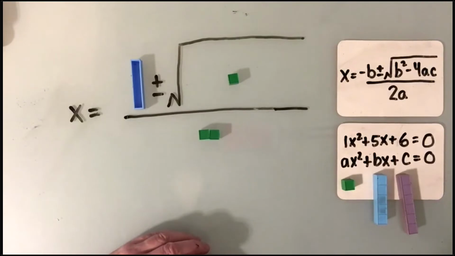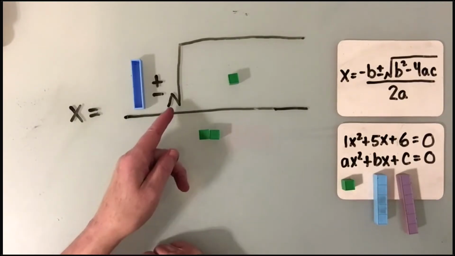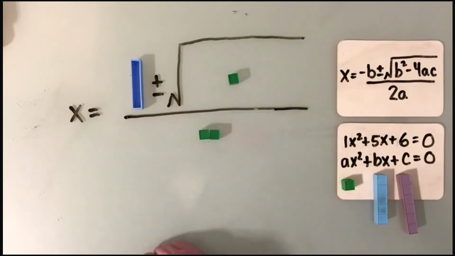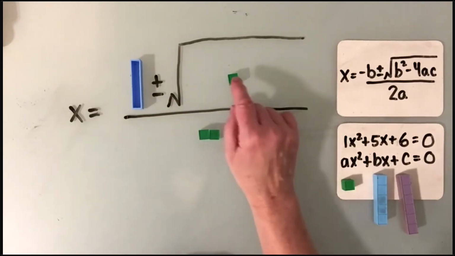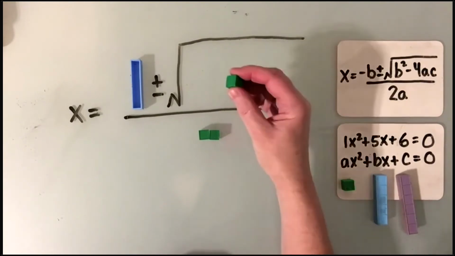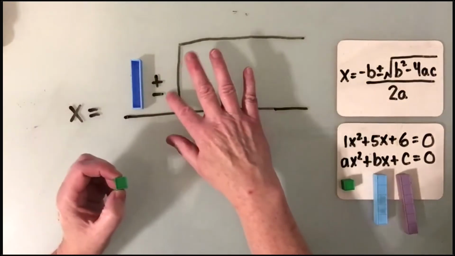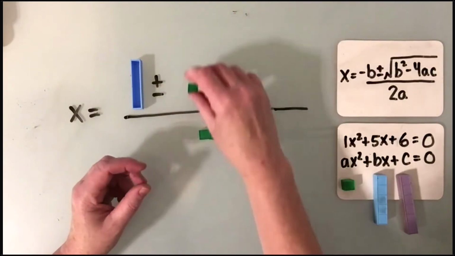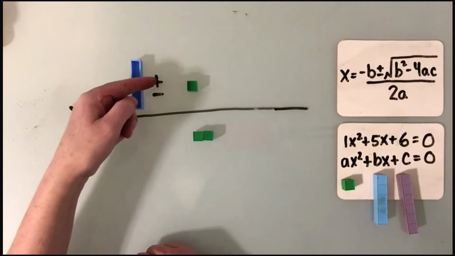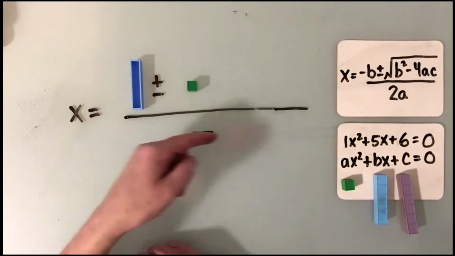Okay, so now it says that we have negative 5 plus or minus the square root of 1. Now, what's the square root of 1? The square root of 1 is just the side of the square of 1. Well, that's just 1, which happens to be just that. So we take the square root sign off, and now we've got this. So now this says I've got negative 5 plus or minus 1 over 2.